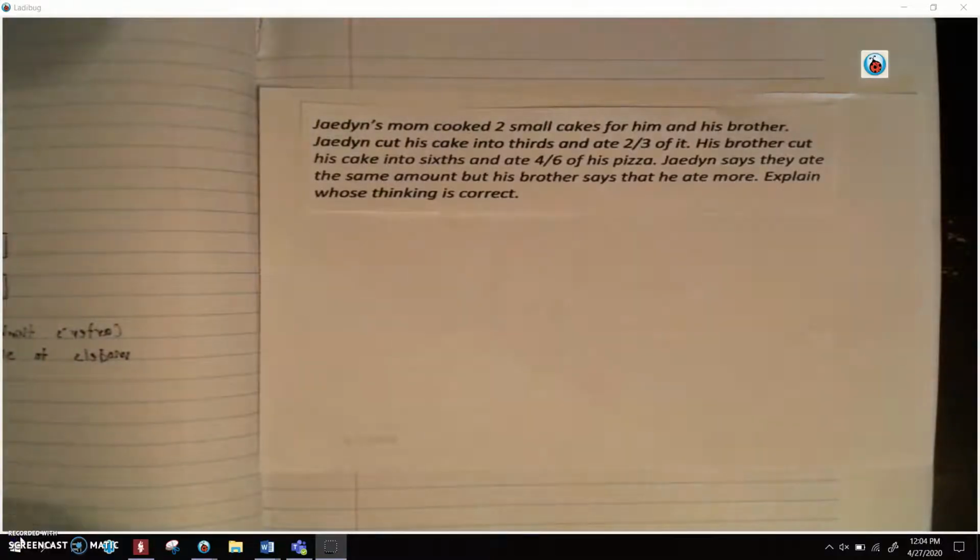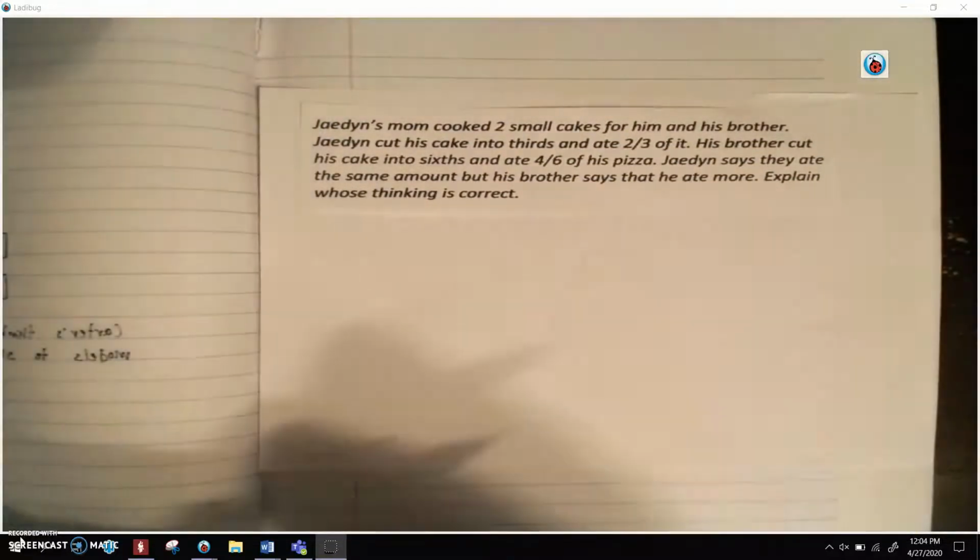Alright, we're going to do one more. It says Jaden's mom cooked 2 small cakes for him and his brother. Jaden cut his cake into thirds and ate 2/3 of it. His brother cut his cake into 6 and ate 4/6 of his cake. Jaden's mom says they ate the same amount, but his brother says that he ate more. Explain whose thinking is correct.